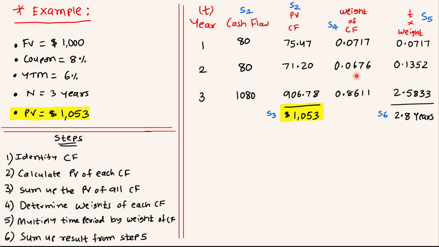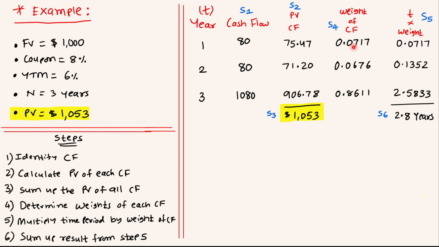6.76% of your cash flows you're going to receive in year 2, and 86.11% you're going to receive in year 3 because you're going to get your principal. So you calculate the weight by dividing present value by 1053. That's step number 4. Step number 5, multiply the time period by the respective weights.